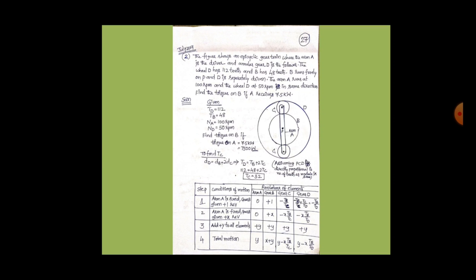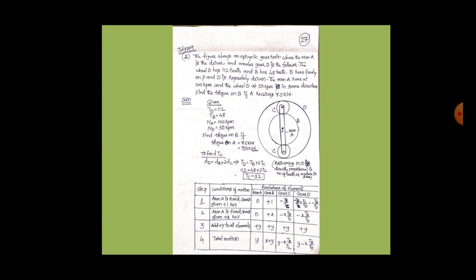Minus Y clockwise. Next, C drives the gear D, and C and D are in mesh with each other internally. Therefore, C is rotating clockwise, so C will drive the gear D in the clockwise direction. Therefore, for gear D, I should write it also as minus.